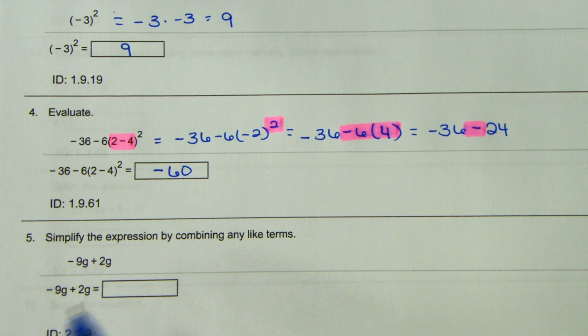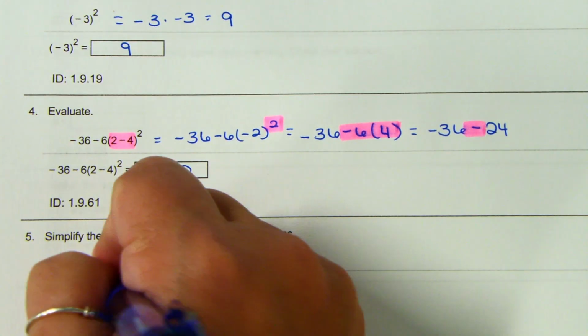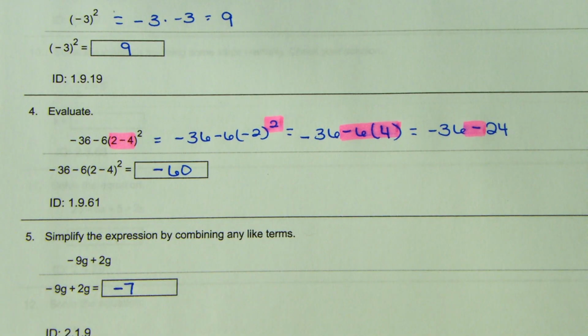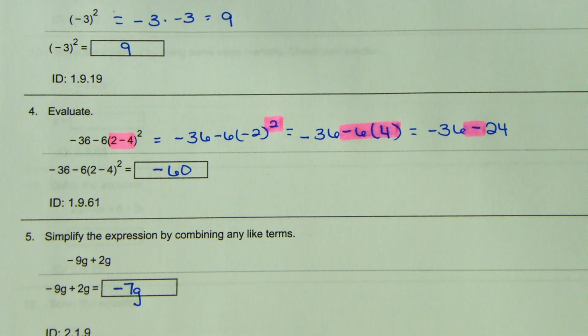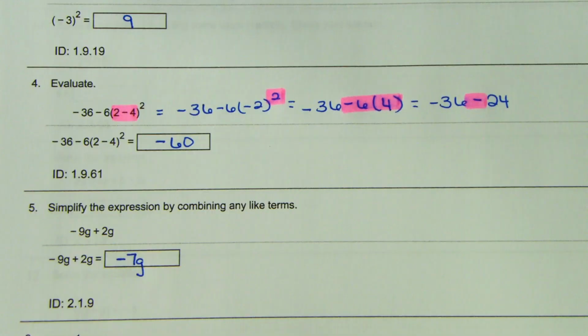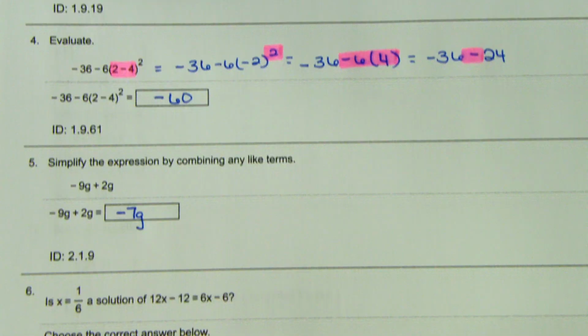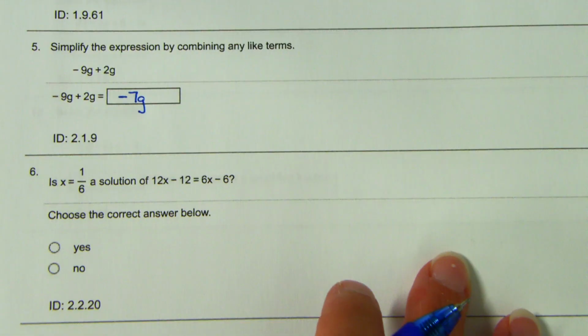So what we're doing is we take negative 9 plus 2, and that'll give us a negative 7, and then we say negative 7 what? Well, negative 7 g's. And we make sure and include that. Be careful on Pearson that you don't put spaces, and also that if they give you a lowercase letter, you give them a lowercase letter. If they give you an uppercase letter, you give them an uppercase letter.